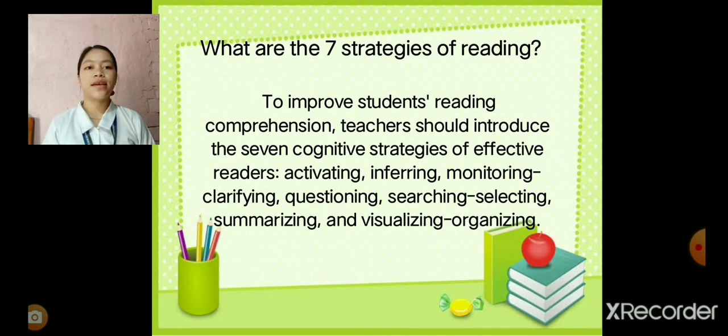So there are 7 strategies of reading. What are the 7 strategies of reading? To improve students' reading comprehension, teachers should introduce the 7 cognitive strategies of effective readers, such as activating, inferring, monitoring, clarifying, questioning, searching or selecting, summarizing, and visualizing or organizing.